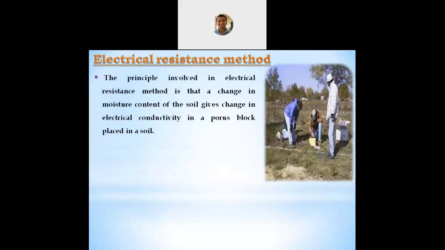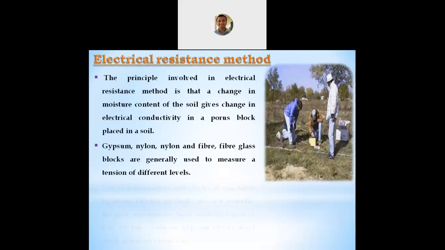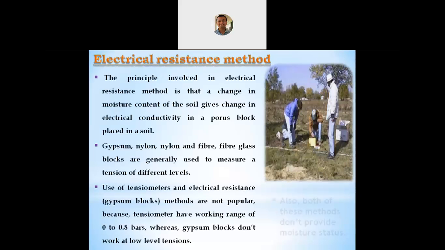Now, the electrical resistance method. Sometimes we use porous blocks or maybe gypsum blocks, which are placed in the soil, and because we know that gypsum blocks can absorb moisture, it helps us in determining the amount of moisture present in the soil.